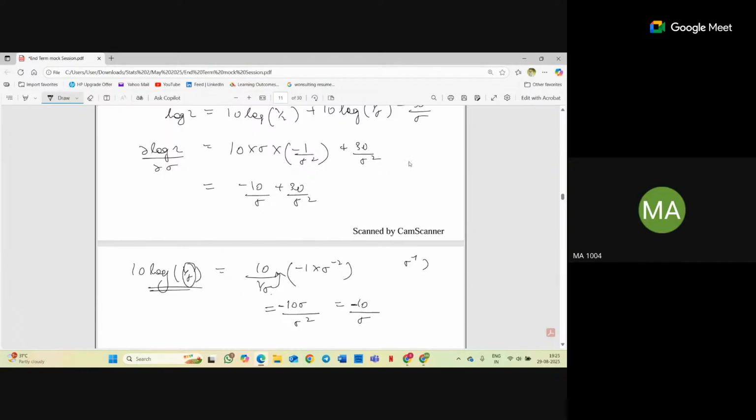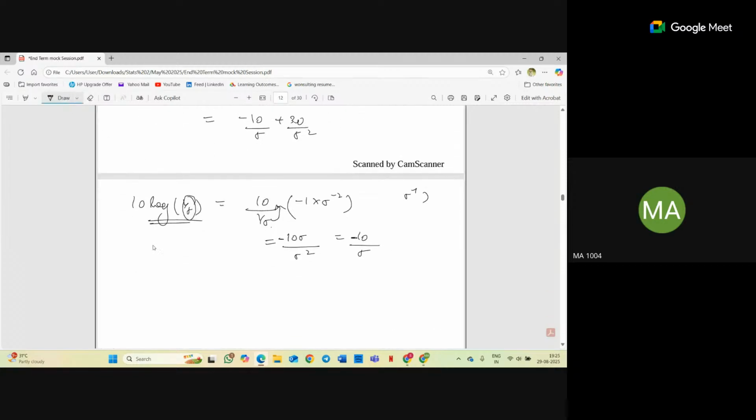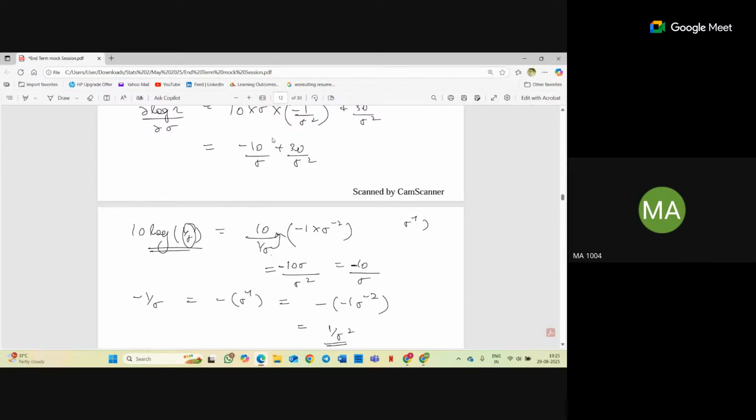Similarly, now this is minus 30 by sigma. Same process: I have to differentiate minus 1 by sigma. I can write this as minus sigma raised to the power minus 1. Differentiating this gives minus 1 into minus sigma raised to the power minus 2, so minus times minus is plus, and this will be 1 by sigma square. Is this fine? Okay. So I got the value of minus 10 by sigma plus 30 by sigma square.